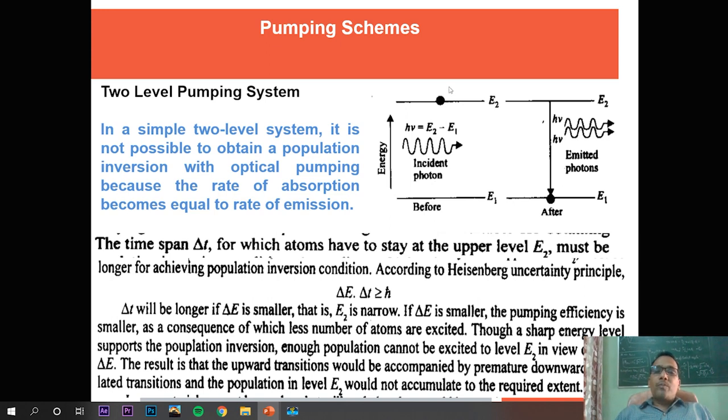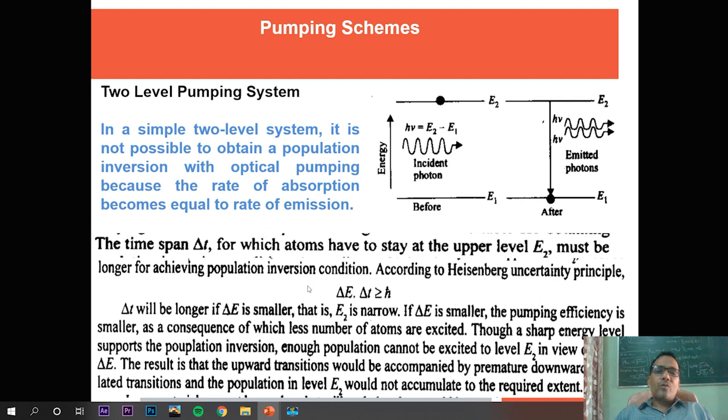So in order to enhance the lifetime at the higher energy level from 10 to the minus 8 second to higher values, we use Heisenberg's uncertainty relation: delta E multiplied by delta T is greater than or equivalent to h cross by 2. If you want to enhance delta T, delta T is equivalent to h cross by delta E. So if we reduce the energy gap between these two levels, then a longer lifetime of atoms at the higher energy level can be achieved, and this is not possible in a two level system.